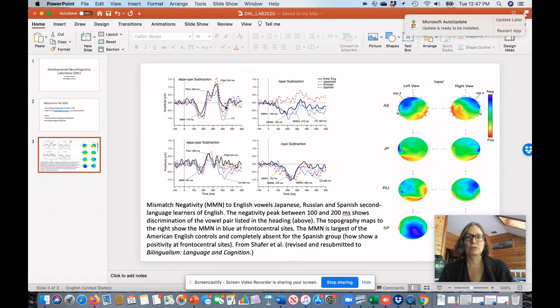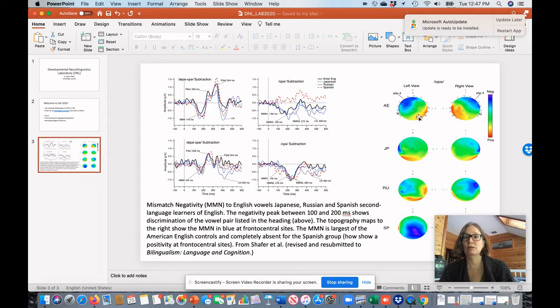The other groups showed mismatch negativities to APA-UPA as well as APA-APA. And they also were able to discriminate UPA from APA, but only when they were hearing a frequent APA. But the Spanish group were very poor at discriminating the reverse order. They had difficulty discriminating APA from UPA when UPA was repeated frequently. And that's this red trace here.